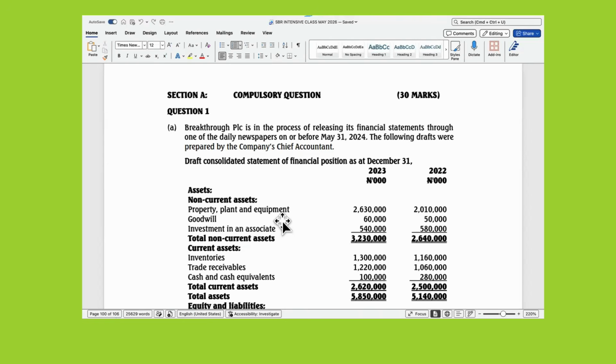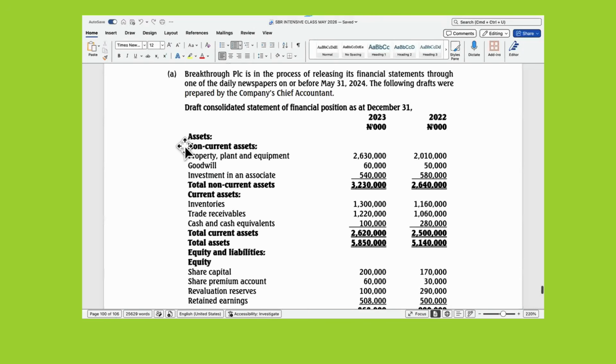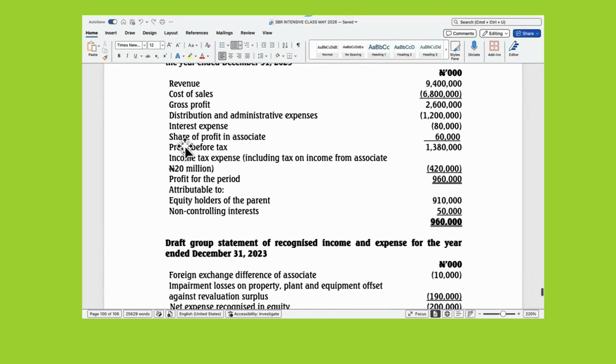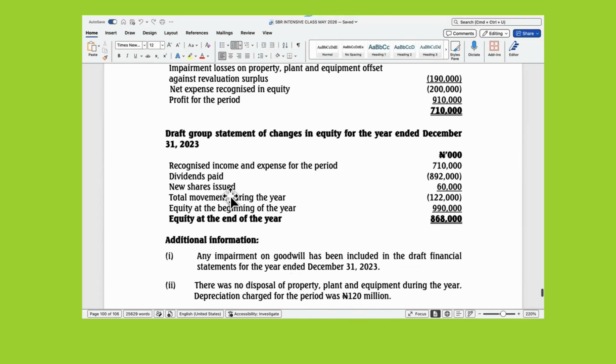Okay, so it talks about Breakthrough PLC is in the process of releasing its financial statements through one of the daily newspapers on or before May 31st, 2024. The following drafts were prepared by the company's chief accountant. So they give us consolidated statements of financial position, and we're also given consolidated statement of profit or loss, and also we're given a statement of recognized income and expense. This is like OCI. This is like other comprehensive income. And we're also given statement of changes in equity.